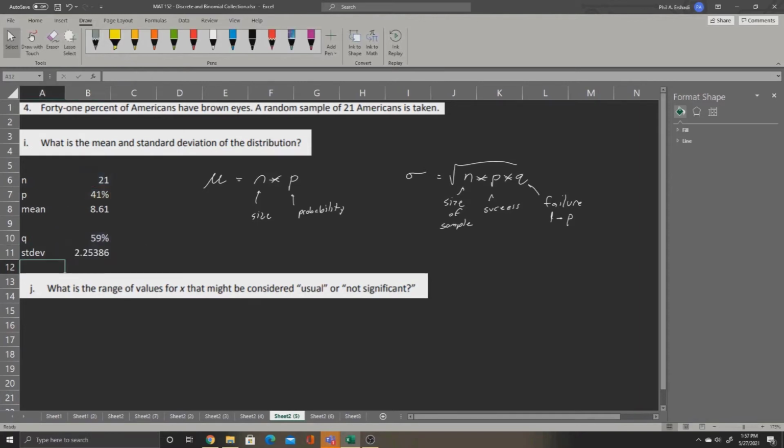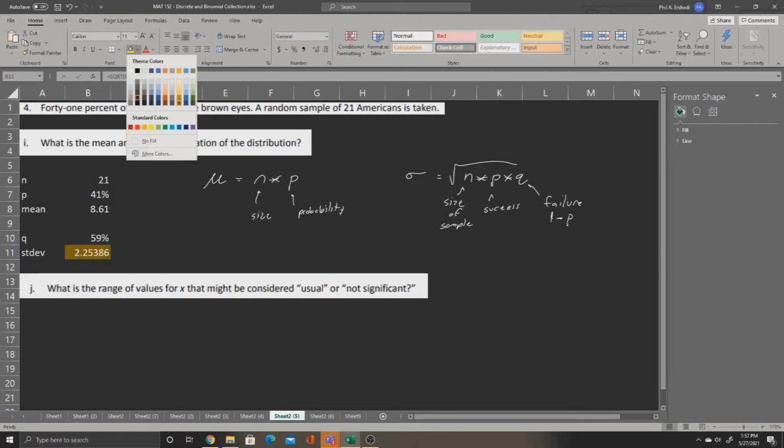When we press enter, we'll get a standard deviation of 2.25386. I'll paint those cells gold to show both of them are part of this answer.